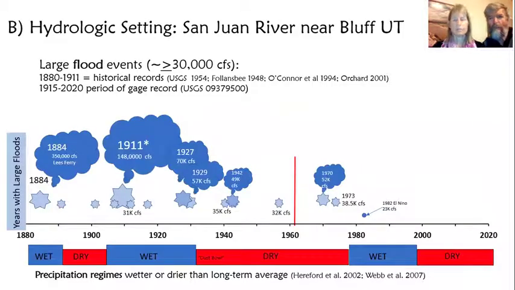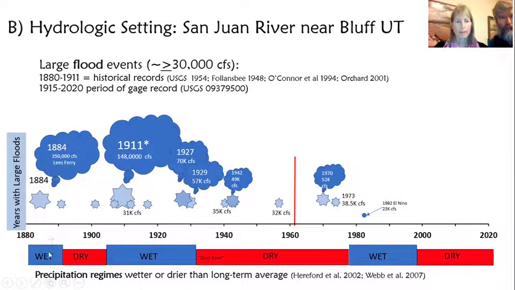So when we think about the hydrologic setting of the San Juan River over the last 120 years or even a little bit longer, there are two main things that you want to notice. One is these large floods, like 148,000 CFS in 1911. And note that as we go forward towards the future, those just stop. And the biggest thing we've had since 1980 is around 20,000 to 22,000. So that's a major thing.